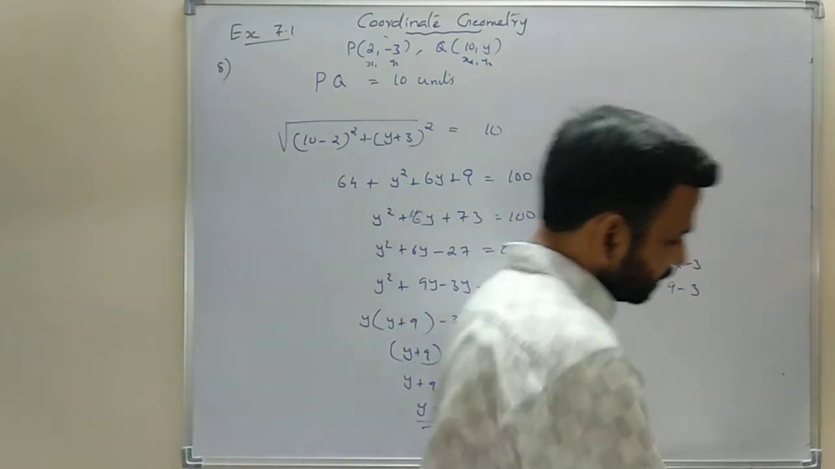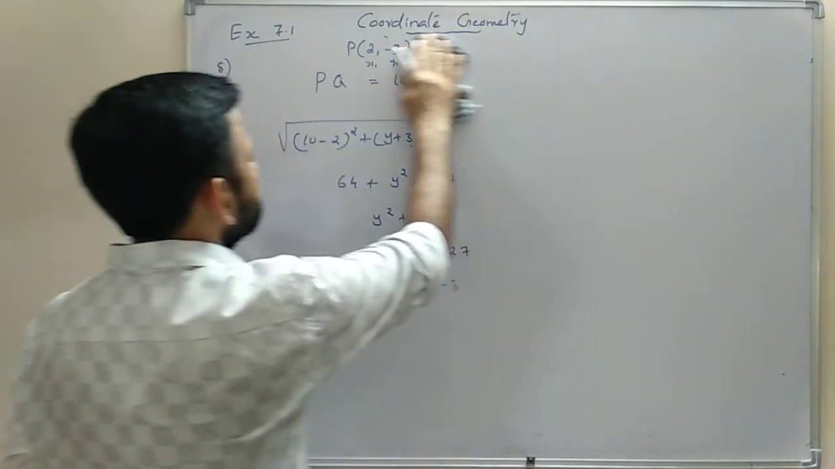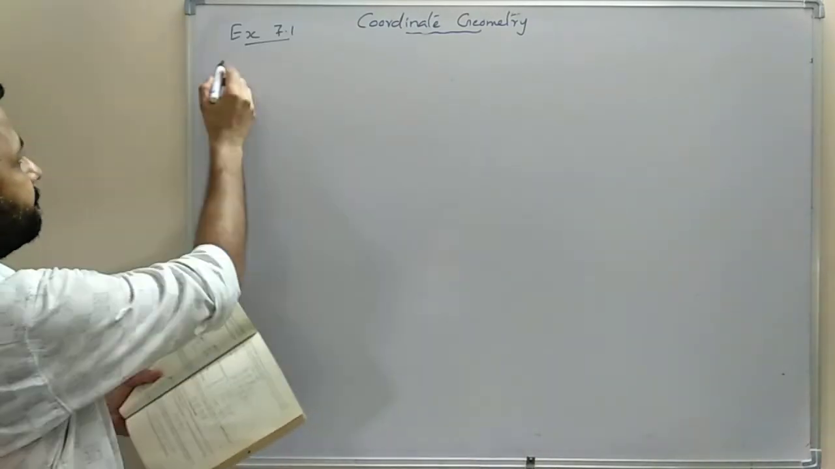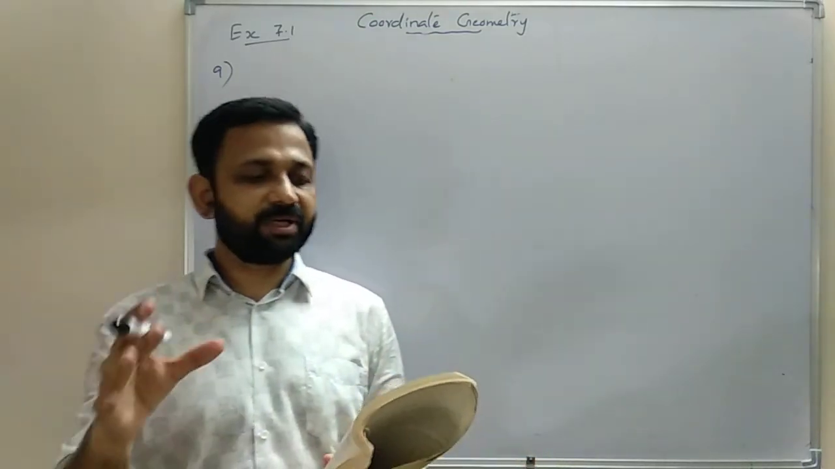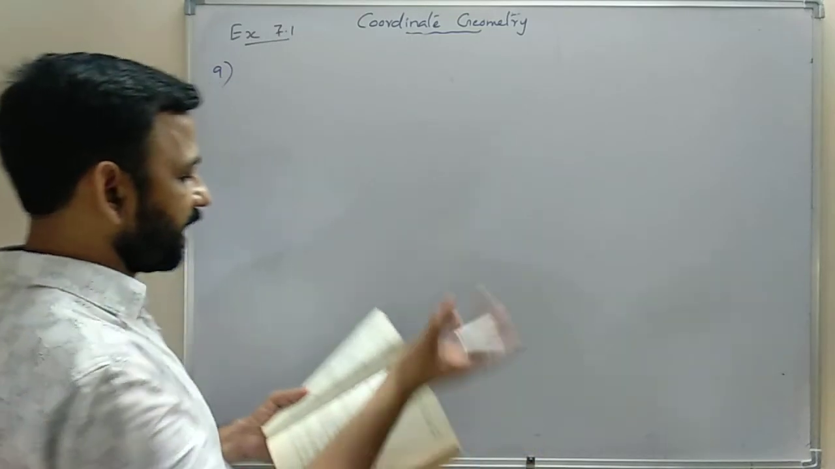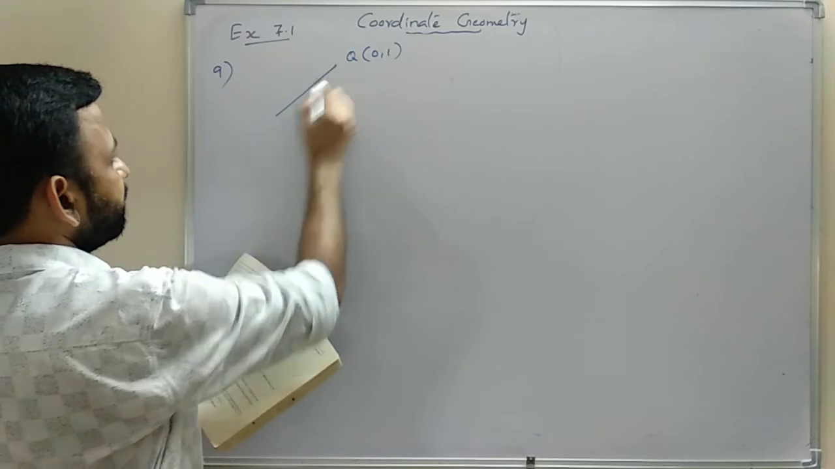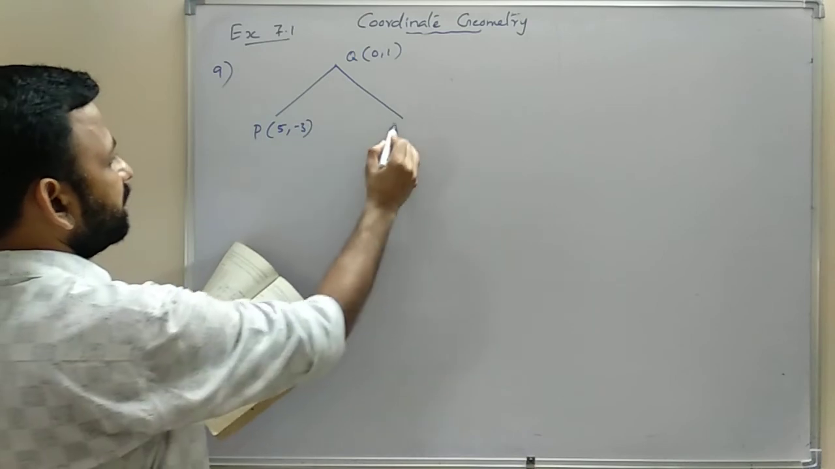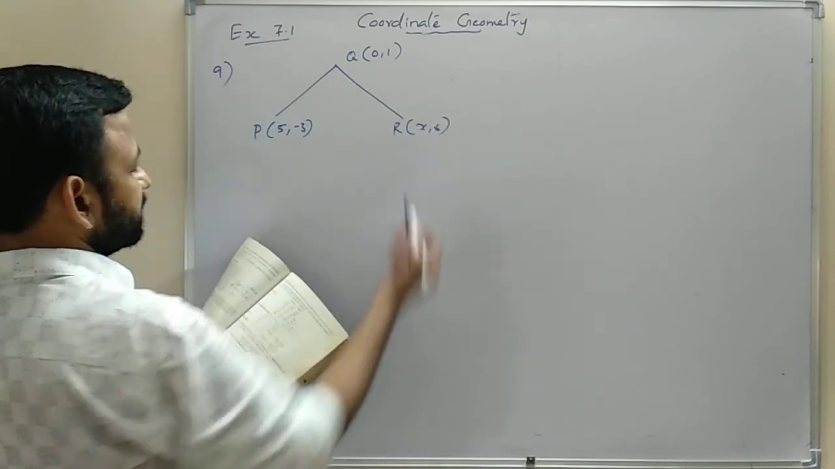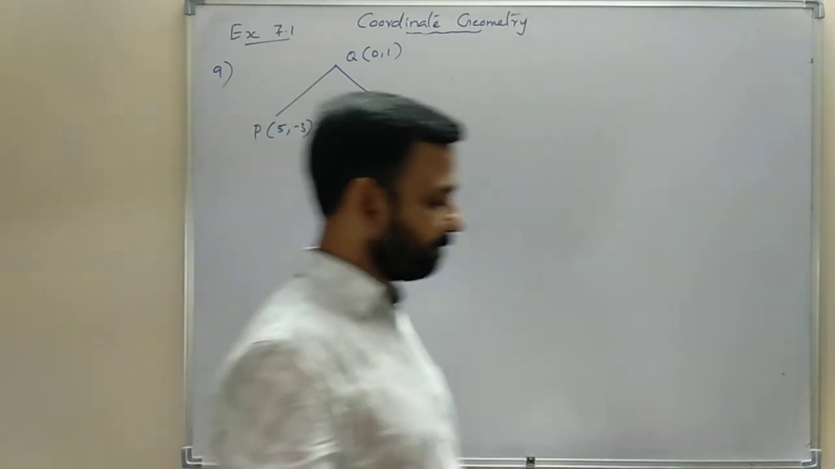Now we have two more questions. Question number 9. Ninth question. If Q ordinate 0, 1 is equidistant from P and R. Q that is given 0, 1 is equidistant from P and R. P ordinate 5, minus 3 and R ordinate x comma 6. Find the value of x. Also find distance QR and PR.